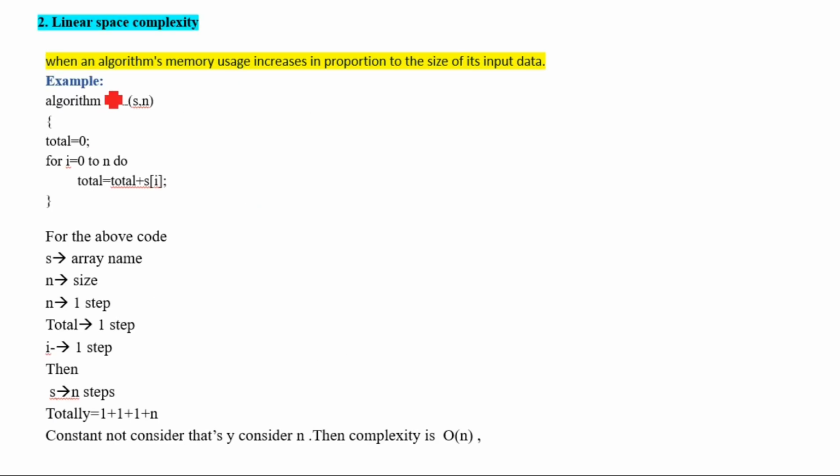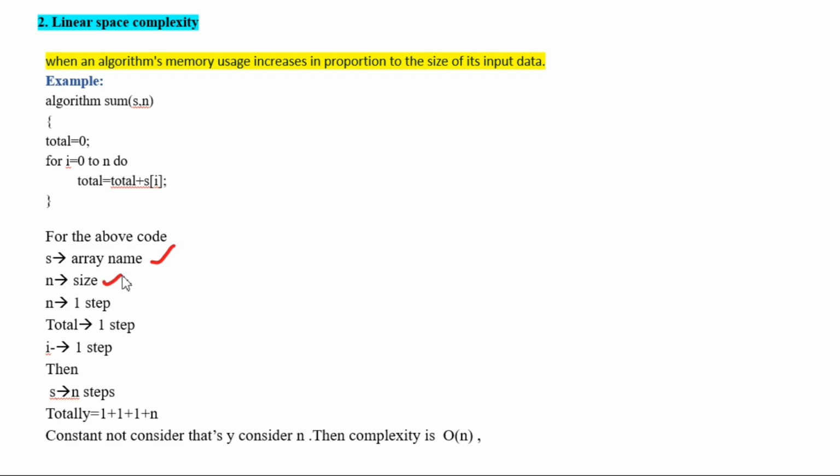Next we'll see one more thing, that is another space complexity, linear space complexity. For that we'll see one more example. Algorithm sum(S, n): total is equal to 0, for i is equal to 1 to n do, total is equal to total plus S[i]. Total is equal to total plus S[i] is the body of the loop.